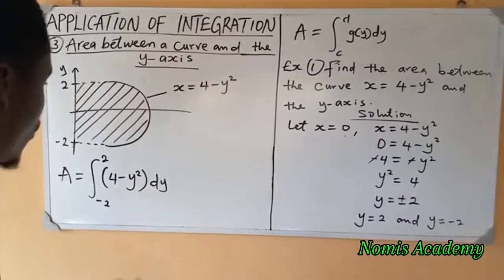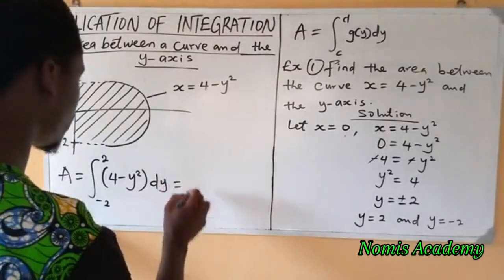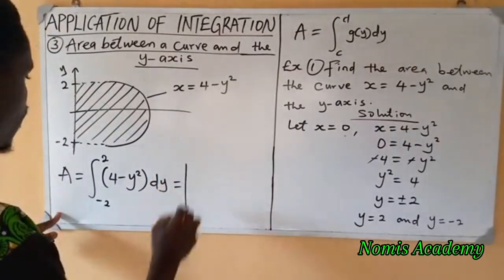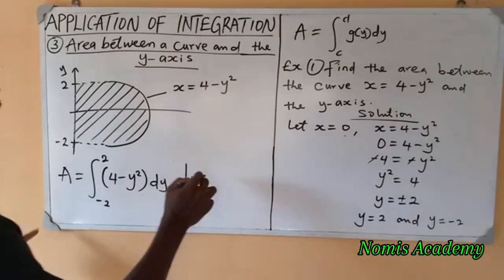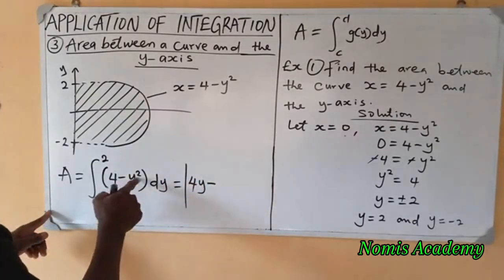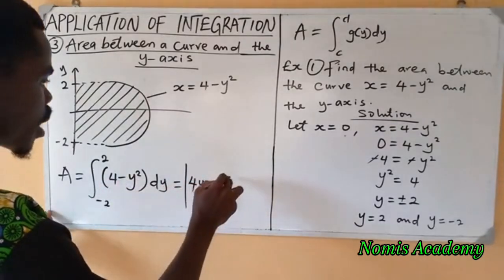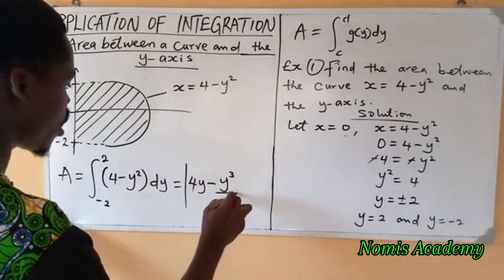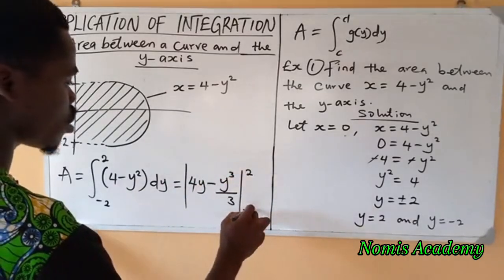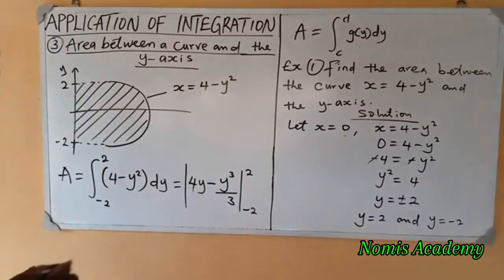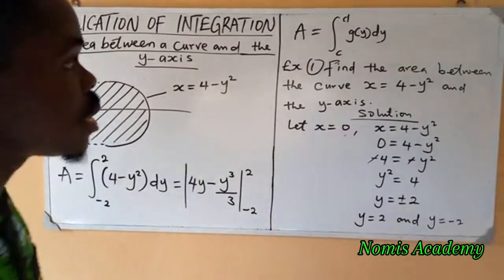Okay, so let's integrate this. When we integrate, that will be 4y, integrate 4, you have 4y, minus integrate y squared, and that will be y raised to the power of 3 all over 3, from -2 to 2. So let's quickly take the limits.